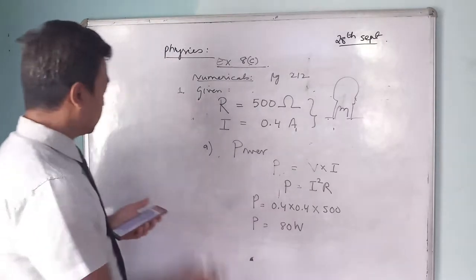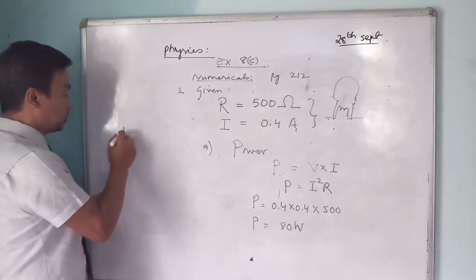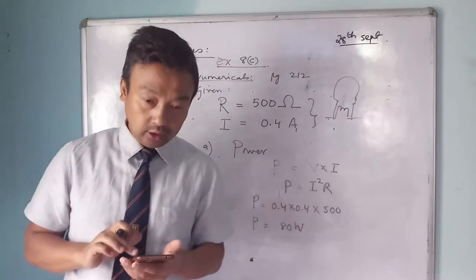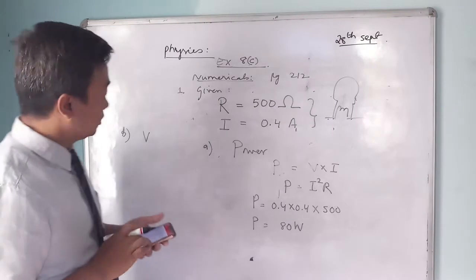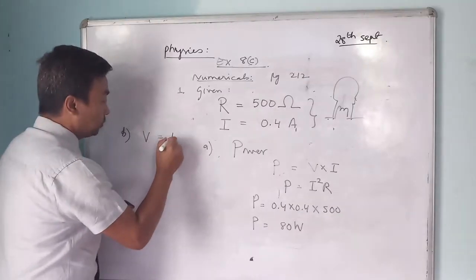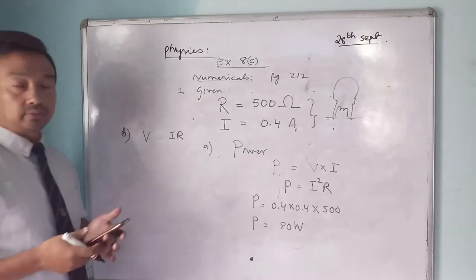Now you have to find the second one, that is the potential difference. Potential difference is given by V. So in order to find the potential difference here, which formula will you use? I think you use the formula of Ohm's law. V equals I into R.